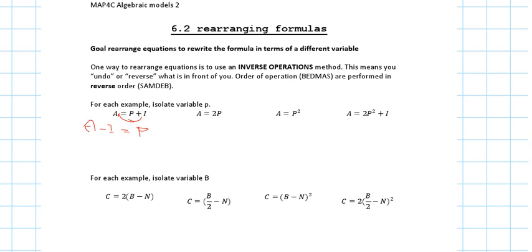My second formula, A equals 2P. How would I isolate for P? Divide both sides by 2, right? Or you can think about it as just bring the 2 over as division. Doesn't matter which way you think. So A divided by 2 equals P. So remember, I'm doing opposite operation. My next one is A equals P squared. Square root, because the opposite of square is square root. So I square root both sides, get rid of the square. So P is equal to the square root of A.